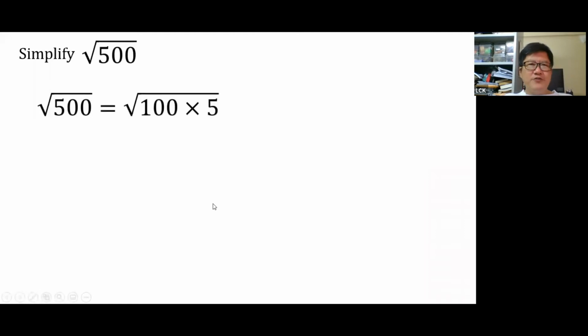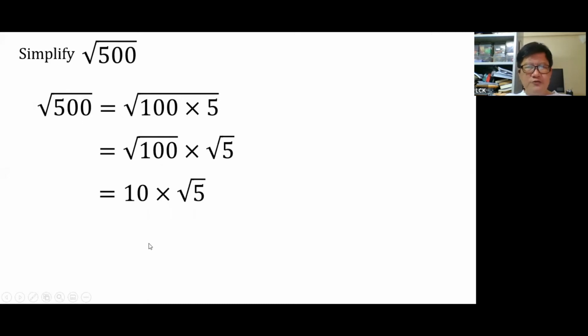Let's simplify square root of 500. 500 is just 100 times 5. I've broken 500 into two numbers, 100 times 5. The second step is to break it down into two surds: square root 100 times square root 5. Square root 100 is simply 10, times square root 5, and you have the answer, 10 square root 5. It's that simple. But you get it to a point where you can do all these things mentally.